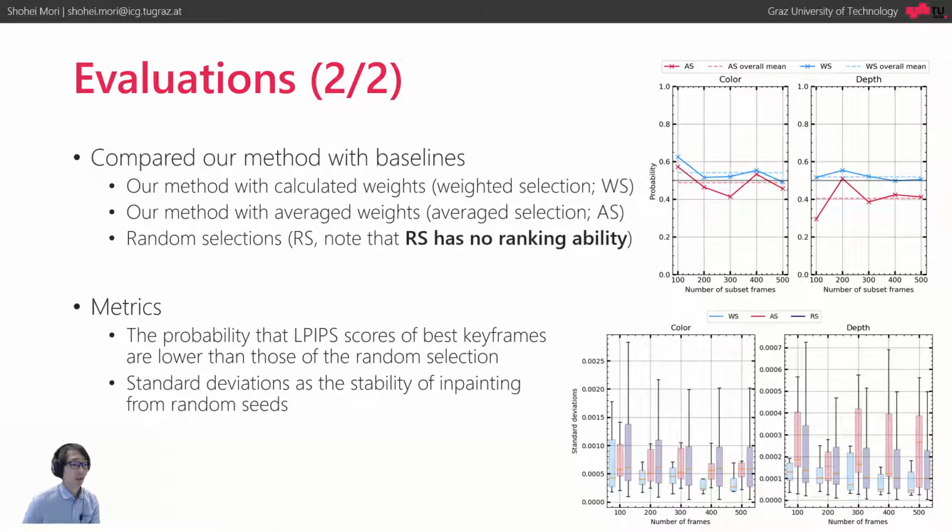In the second experiment, we compared our method with the averaged weight approach and random selection. Random selection means to randomly select frames in a video and check the quality of the inpainting, as a novice user would do. Again, we evaluate the probability in videos with different lengths. The results show ours is over 50% probability on average. We also discuss standard deviations in a keyframe to show the stability of inpainting results from random selection, but please refer to our paper for the details.